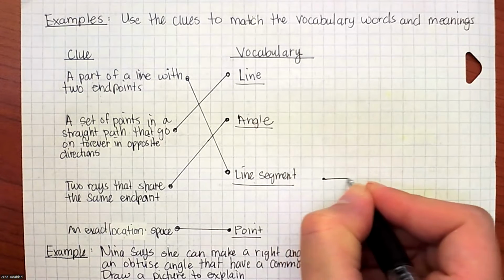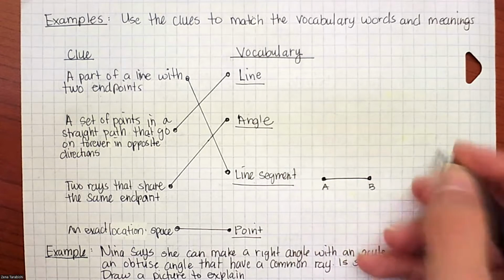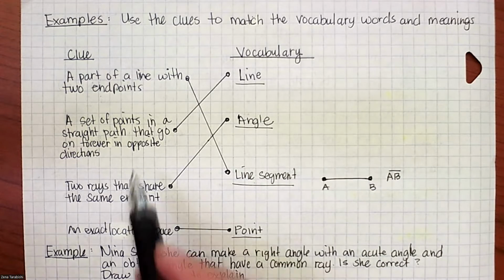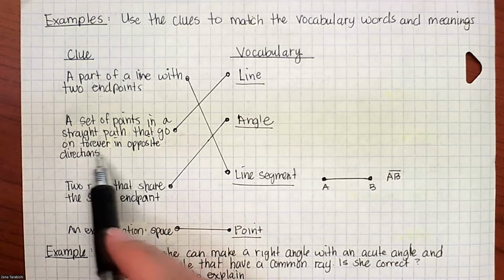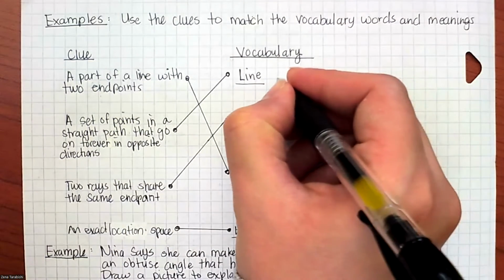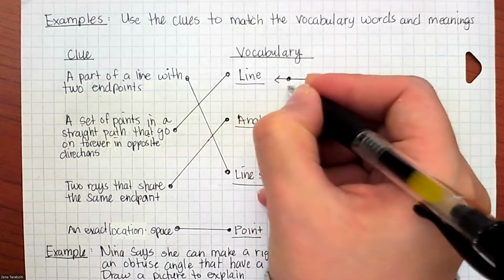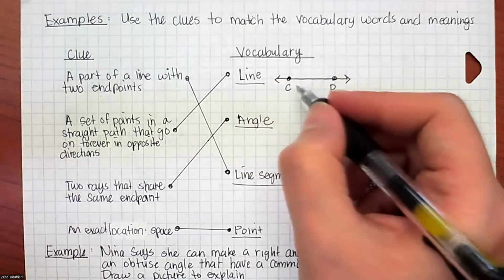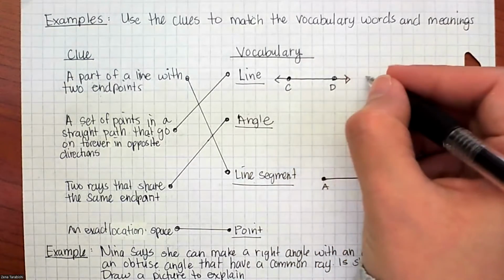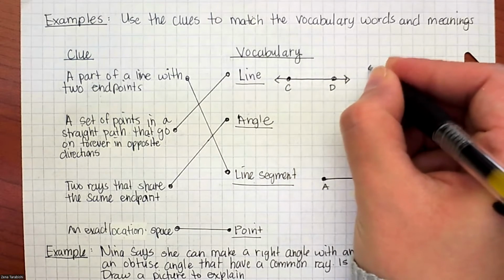A line segment will look like that. So we can say this is line segment AB. If we're going to write it, we're going to write it like this without the arrowheads. A set of points in a straight path that go on forever in opposite directions. So if we have something that looks like this. So let's say this is CD. Now, since we have arrowheads on both sides, that means it goes out forever. This is line CD. So when you draw it, you put the arrowheads on both sides to show that it's a line.